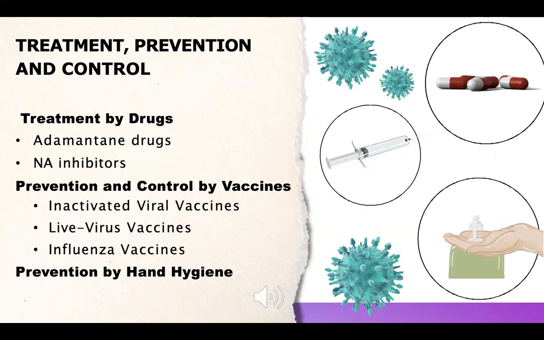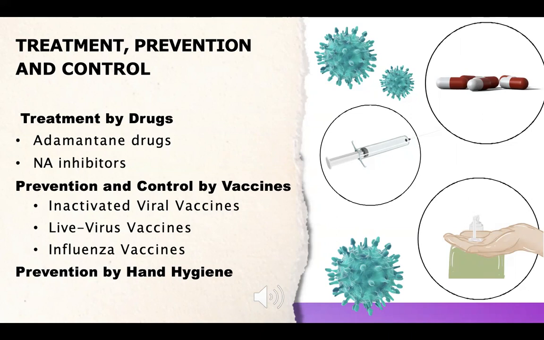Now, apart from the adamantane drugs, we can also go for neuraminidase inhibitors. Neuraminidase inhibitors include zanamivir and oseltamivir. So these are actually common antiviral drugs. For NA inhibitors, they are widely used to treat both type A and type B infections.